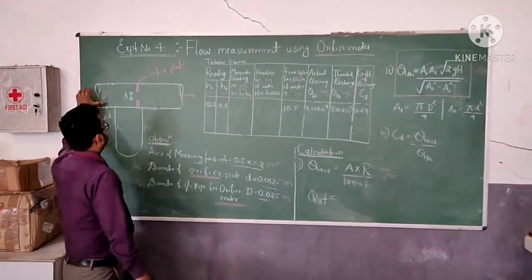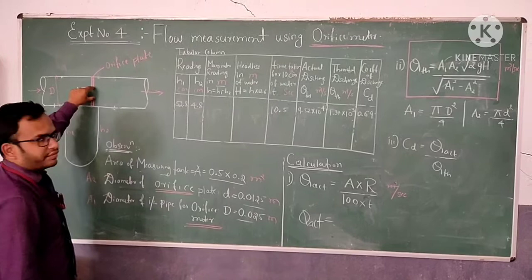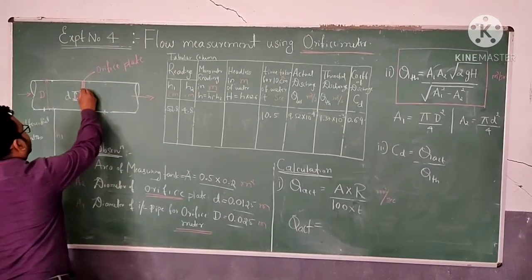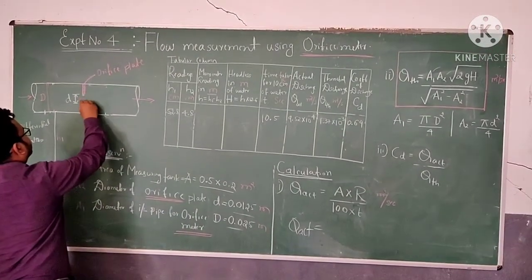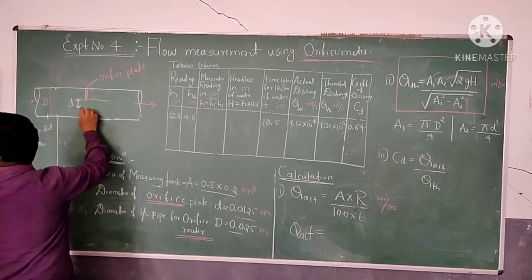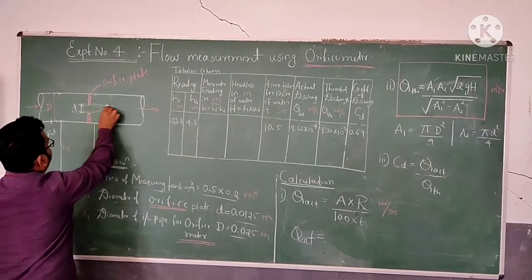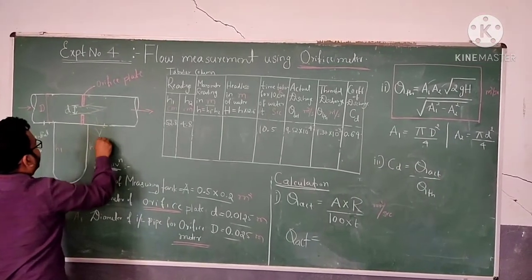As I have told you, this is the pipe where we are placing the orifice plate, which has a small orifice through which the water is flowing like this. So it is contracting like this. Whenever it is flowing, it contracts like this, and this contraction is known as the vena contracta.